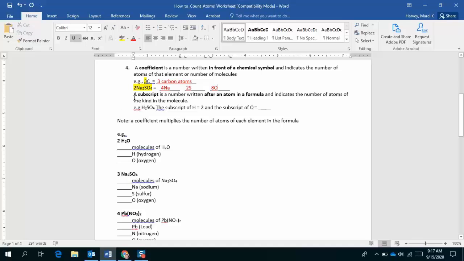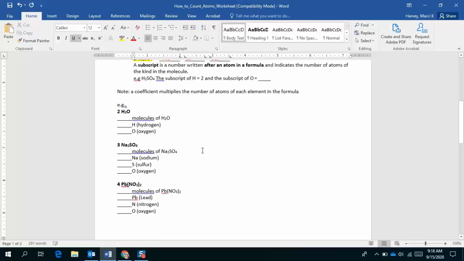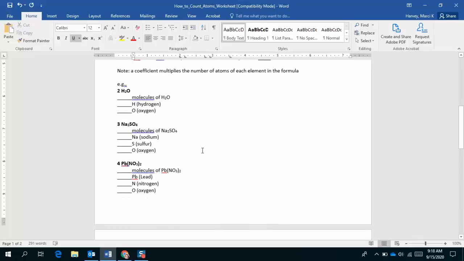So the big difference is that the subscripts are written after a formula or a symbol for an element. A coefficient is written in the front. And you can see that the subscripts only affect the one element that they're written after, and the coefficients affect the entire formula that they're with. Okay? So here are a few practice ones.